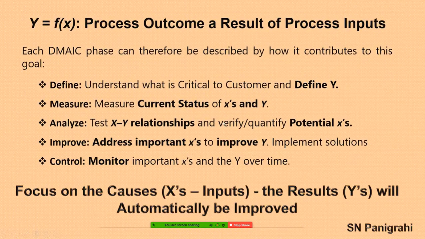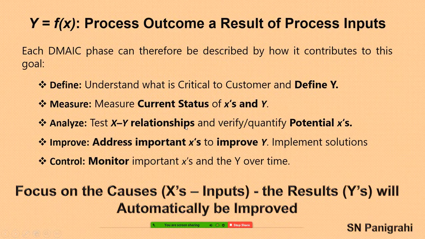Then again, the same concept. In the define phase, we are defining the Y, and in the measure phase we are finding the current status of the process, what its capability is, and what the factual deliveries are. For example, these are the X factors and Y factors, and we are finding out the current status.